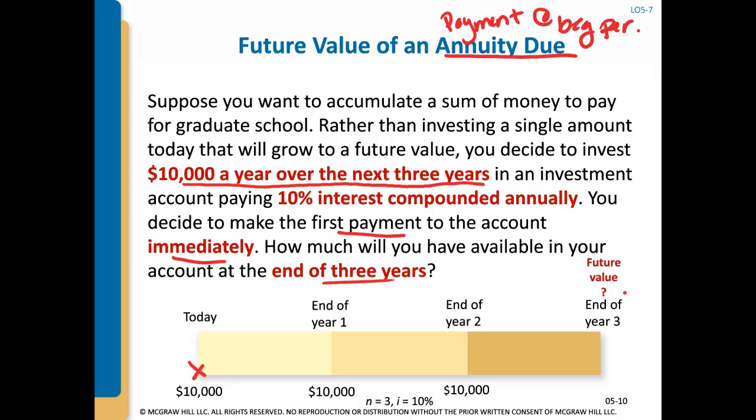Our first payment will be made today. Our second payment will be made at the end of year 1, and our third payment will be made at the end of year 2. And we want to know how much we will have at the end of year 3, assuming a 10% interest rate. So our number of compounding periods is still 3: 1, 2, 3.